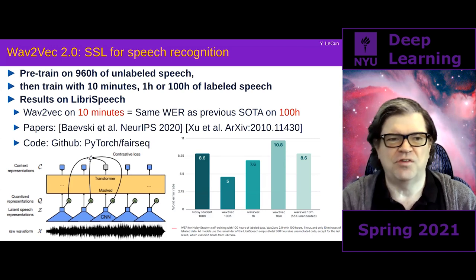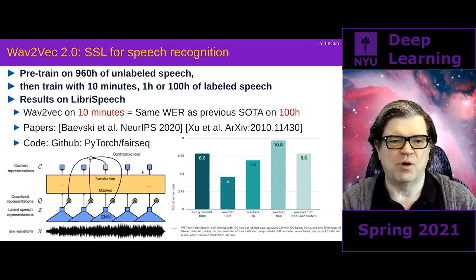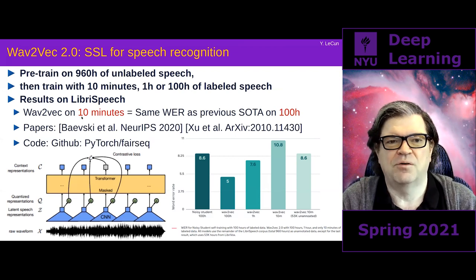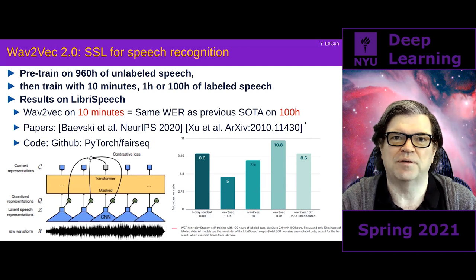So the result is that with the representation they learned through this process, they can train a speech recognition system with only 10 minutes of labeled data, which is astonishingly small for any language, and basically get the same word error rate as the previous state of the art from last year that was obtained with 100 hours of labeled data. So that's an incredible reduction.